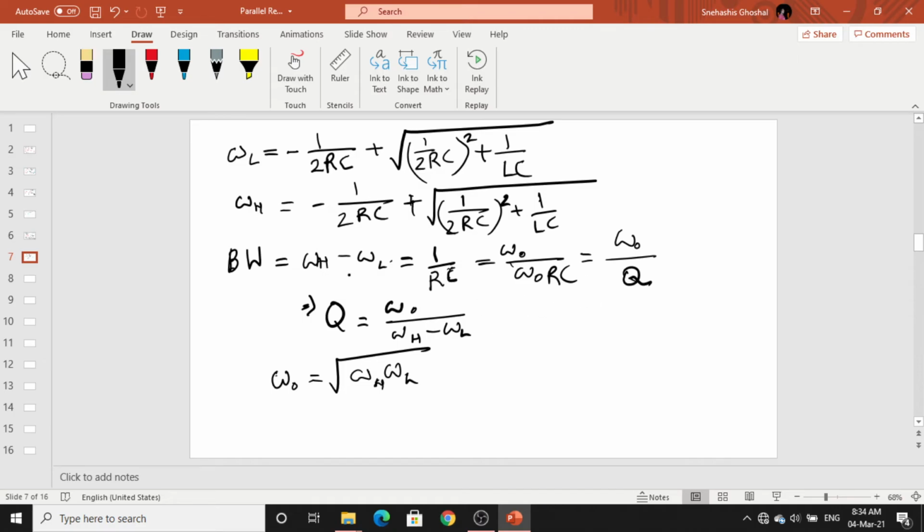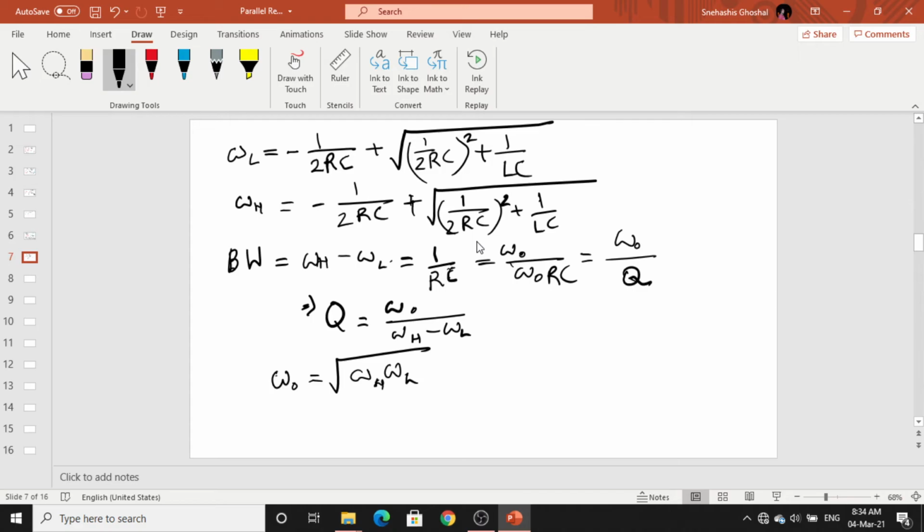And in terms of hertz, this is bandwidth in terms of rad per sec. In terms of hertz, it will be 1 by 2 pi RC. Because in hertz we have to divide by 2 pi. So that is the case.